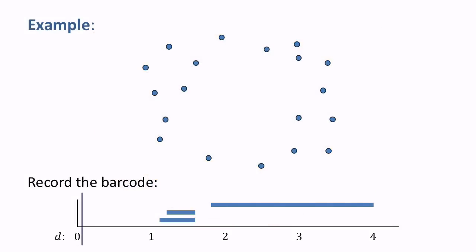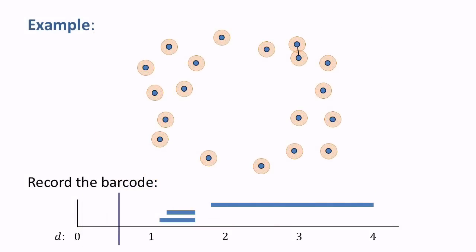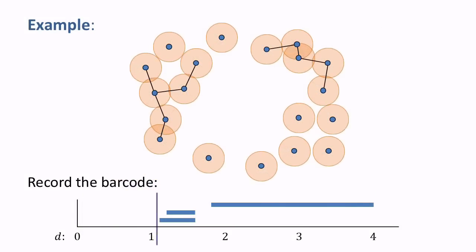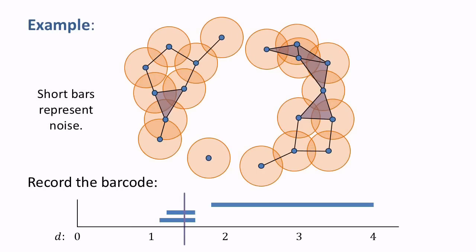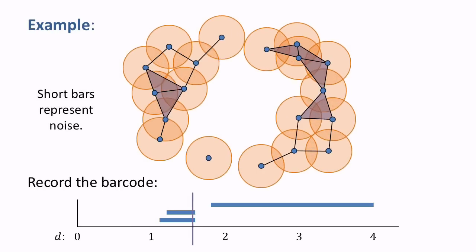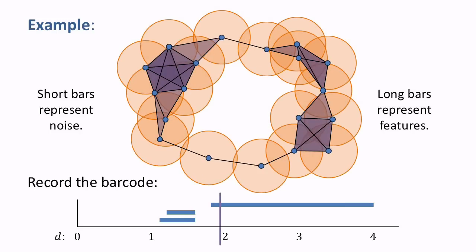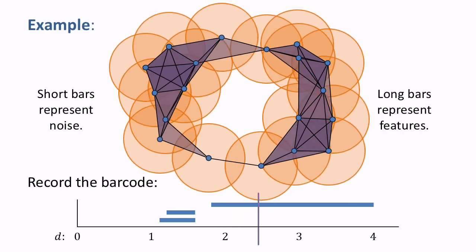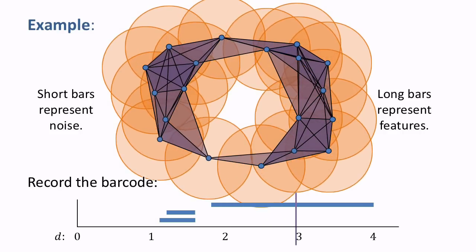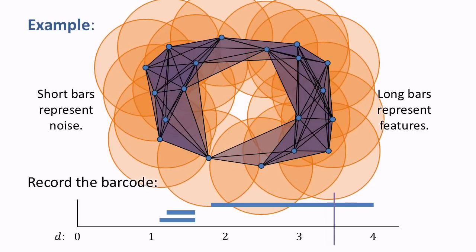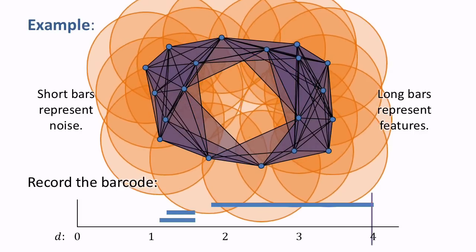Now, rewind the movie and play it again. The small holes that appear first are due to sampling irregularities, or noise, and are represented by short bars in the barcode. The large hole, which we regard as a significant feature of the data, is represented by a long bar in the barcode. This is the general interpretation of barcodes. Short bars represent noise, long bars represent features.